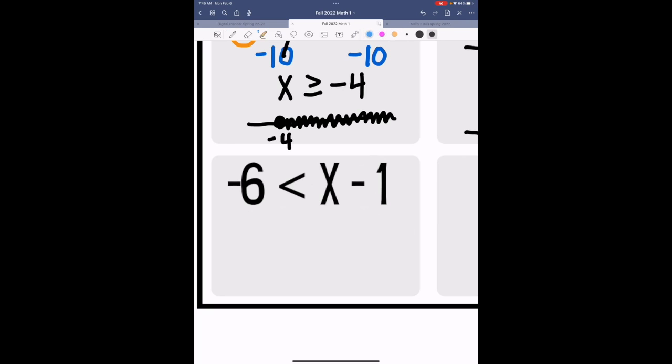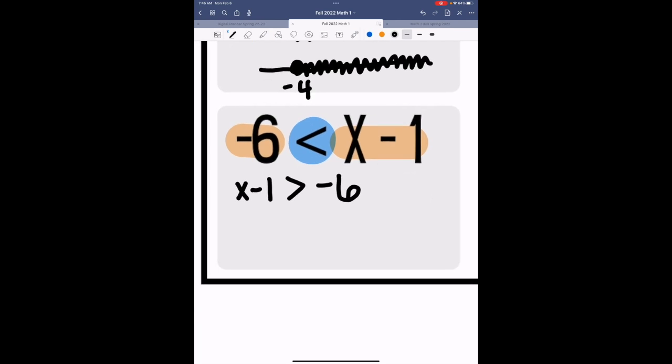So if I take this side right here and I flip it, what we have to make sure is that my inequality is facing the same way. So if I do x minus 1, that x is opening up to x minus 1, so it's got to open up to x minus 1 when we flip it. And this is going to be negative 6. And again, we would just solve here. We're solving for x, and we're going to add 1 because we're subtracting. And then this is going to be x is greater than negative 5. So any number greater than negative 5 will make this inequality true.